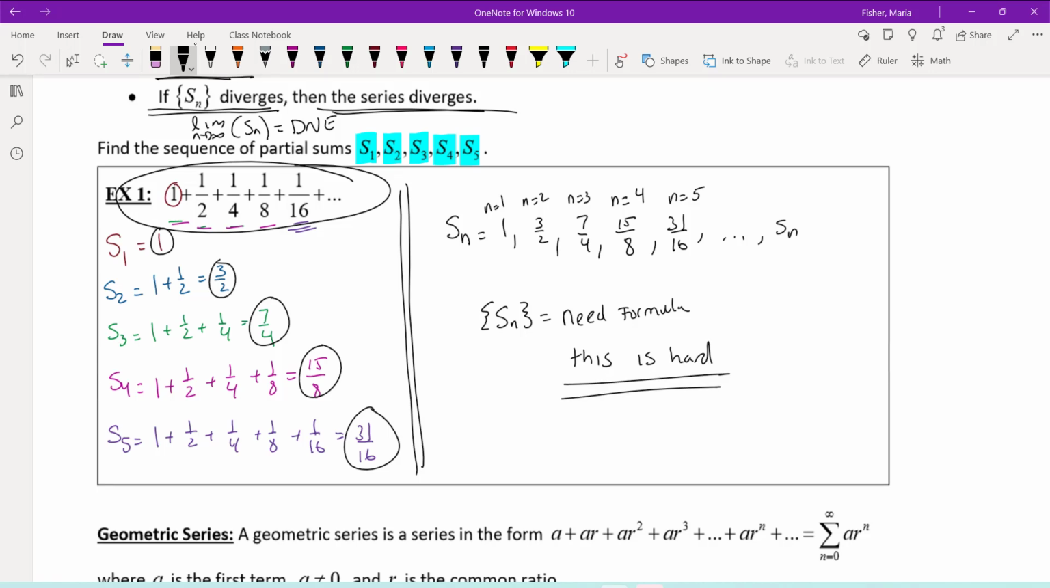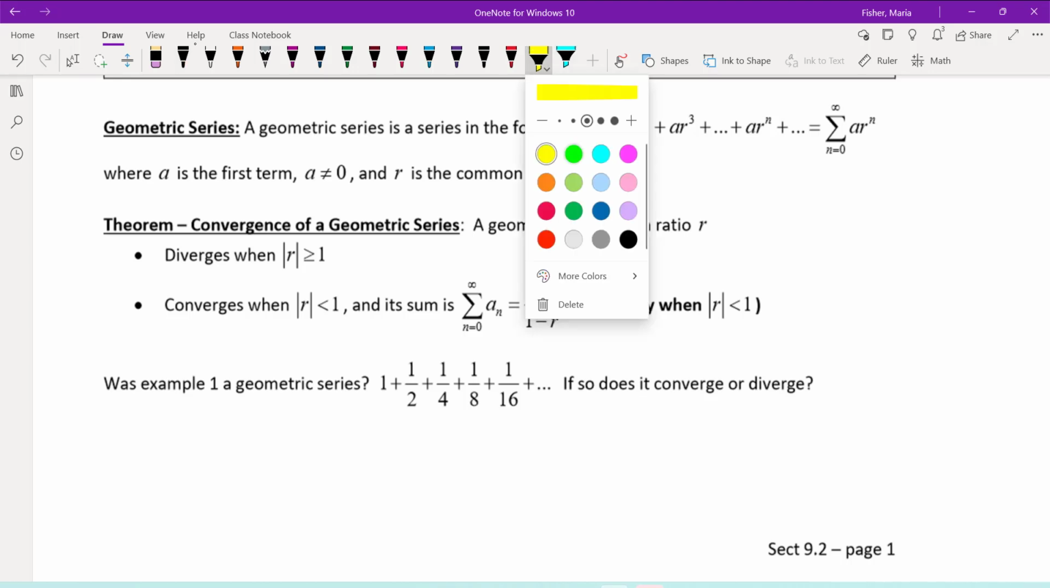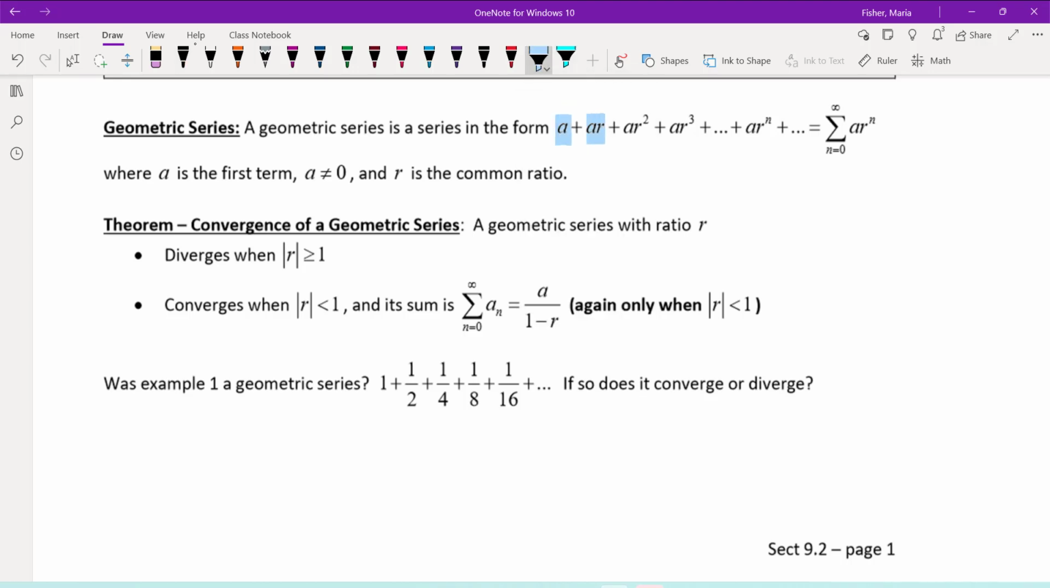So we're only going to do that when we have a telescoping series, which we will explore a little more on the next page. What we're going to talk about right now is something called a geometric series. A geometric series is a series in the form a plus a times r plus a times r squared plus a times r cubed plus ... plus a times r to the n. So it's an infinite series where you have a times the power of r added together infinitely.